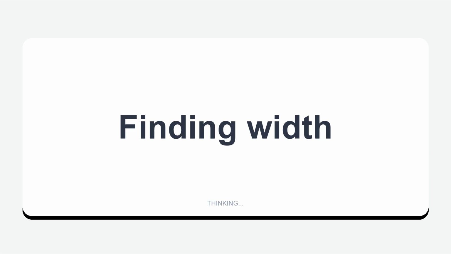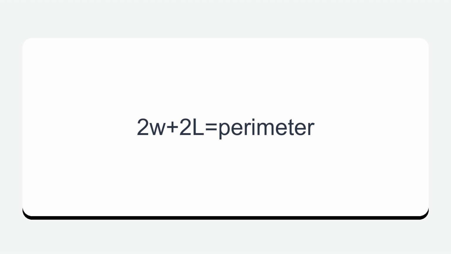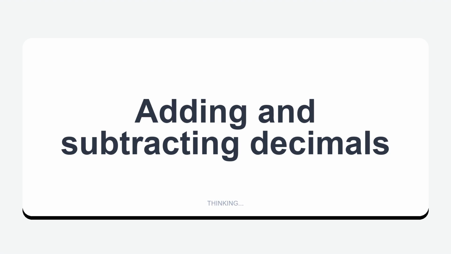Finding width: 2w plus 2l equals perimeter. Adding and subtracting decimals: line up the decimal points and proceed as usual.